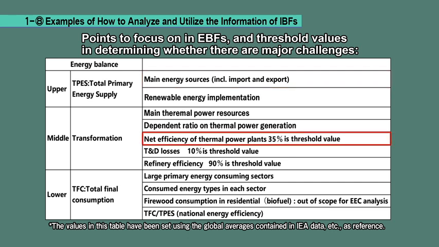One important point in the middle is the efficiency of thermal power generation. Considering global average efficiency at generation, the threshold level would be about 35%. Next is transmission and distribution losses. The threshold level would be around 10%. With regard to the threshold level for refineries, around 90% would be the one. Referring to global averages and other values as thresholds will help you make decisions in finding where the challenges lie.